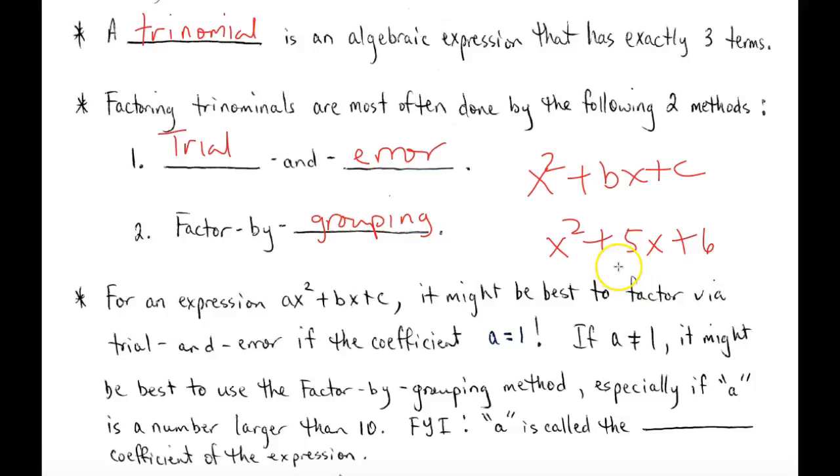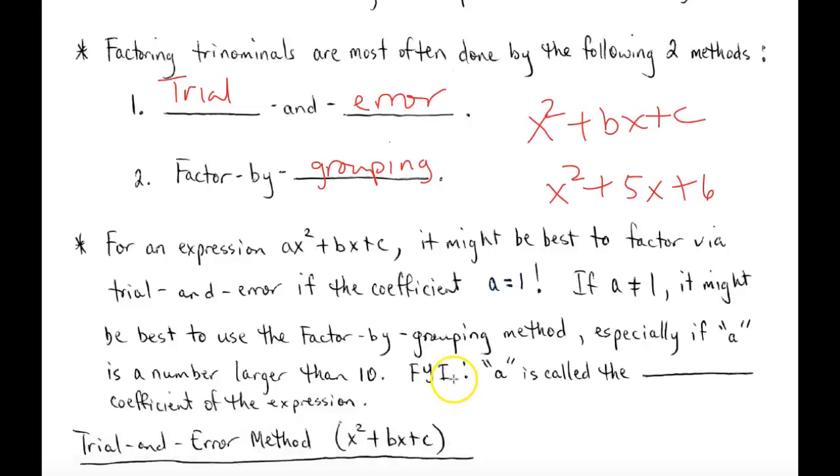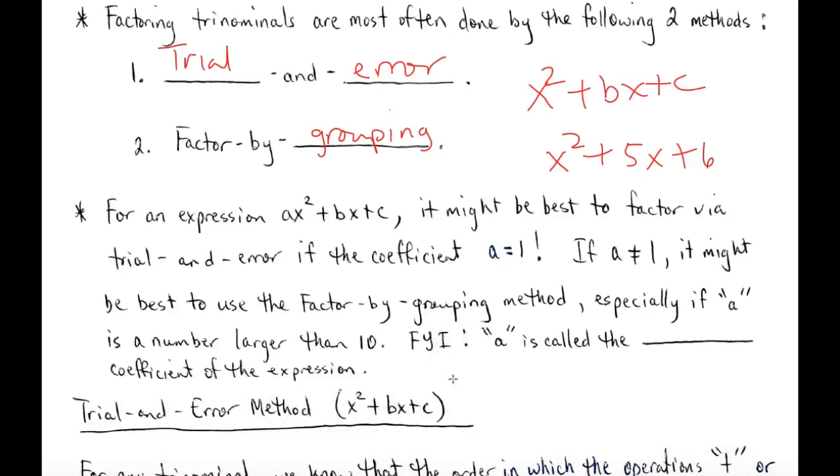Now, if our leading coefficient, which is what a is, is not 1, then it might be best to use factor by grouping, depending upon how big the numbers are, okay? And the suggestion here is especially if a is a number that's larger than 10. Again, a is called the leading coefficient, and the coefficient is just a number next to a variable.